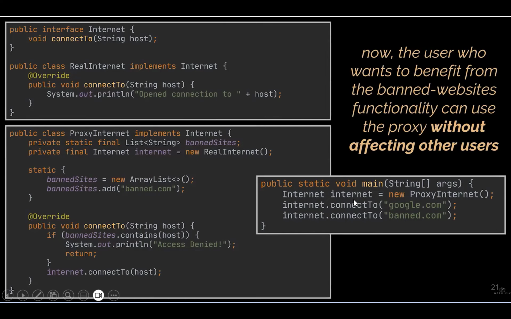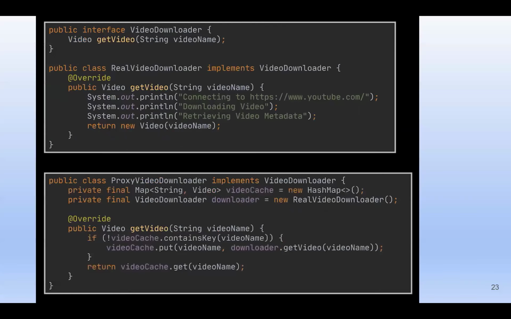So what happens? With internet.connect Google, it will go through this list and check whether it is in the banned list. If this item is available in the list of these strings, it will not be connected. If not, the connection will be opened to this particular host. So you can see how polymorphism was implemented in the proxy design pattern.